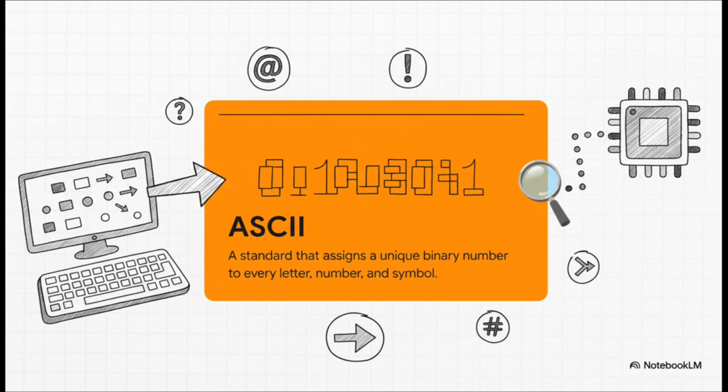We use a standard called ASCII, where every single letter, number, and symbol gets its own special number. So when you hit the A key, the computer has no idea what an A is. It just sees the code 01000001 and goes, aha, I know what that is.